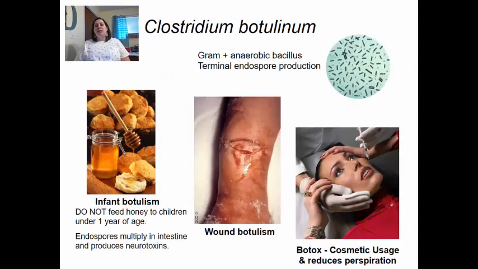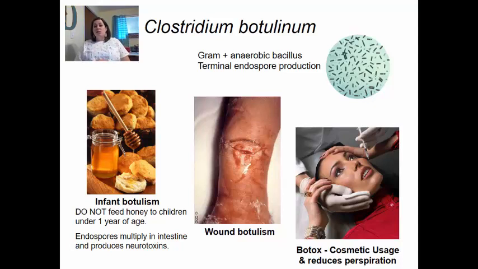So this particular Clostridium botulinum is a gram-positive anaerobic bacillus. It has terminal endospores that can be produced. It is commonly found a lot of times in natural honey. This can cause infant botulism. This is why you do not feed honey to children who are under 1 year of age. The endospores will multiply in the intestines and start to produce the neurotoxins, and the child's immune system cannot overcome that. We also see that we can have wound botulism, where this gains access, causing issues in a wound.